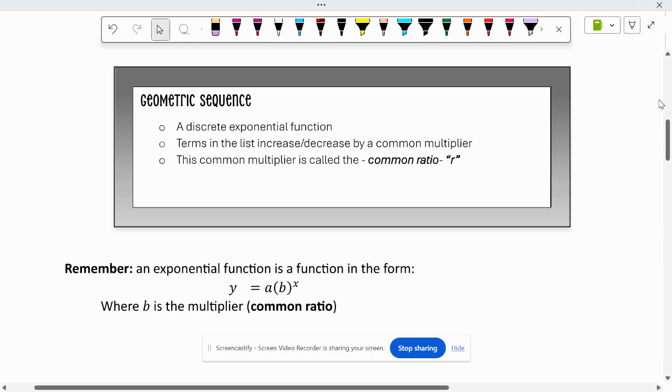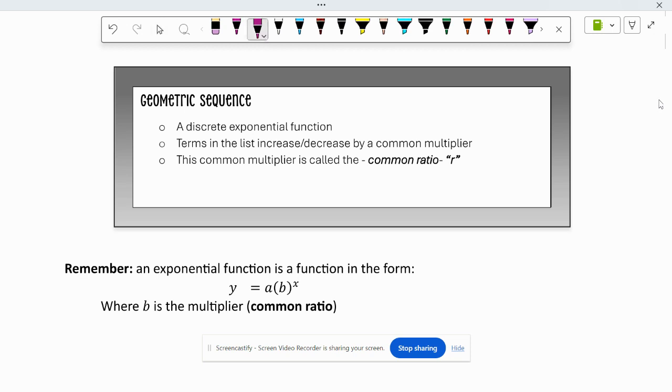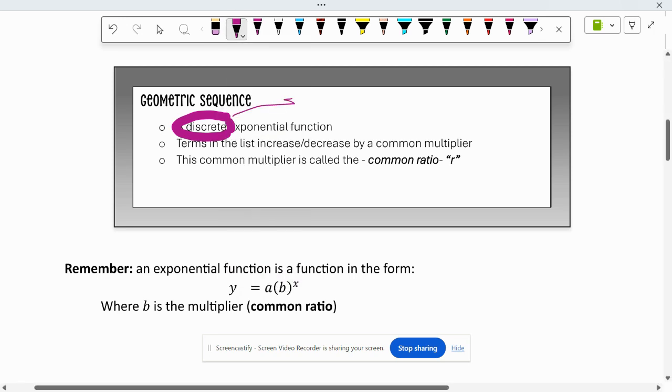All right. So geometric sequence, let's see. It's a discrete exponential function. So discrete just means that it's what? What does that word mean when we say discrete? Yeah, points only, no lines. We're not going to connect them. We're going to leave them as points. Okay. Points only.